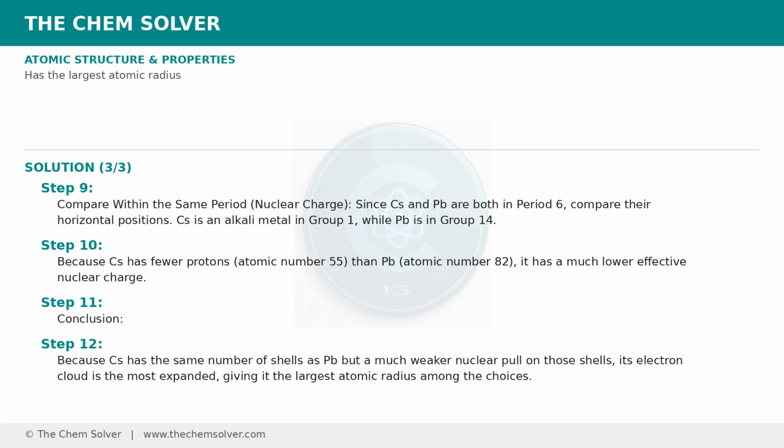Compare within the same period. Nuclear charge: since Cs and Pb are both in period 6, compare their horizontal positions. Cs is an alkali metal in group 1, while Pb is in group 14.